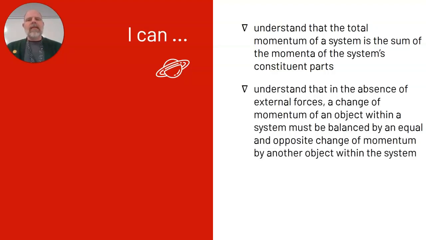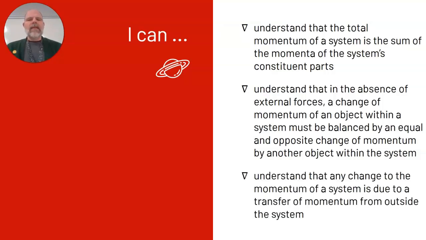I can understand that in the absence of external forces, a change of momentum of an object within a system must be balanced by an equal and opposite change of momentum by another object within the system. So if you have multiple momenta within a system, if you change the momentum of one part, another part within the system has to change in an equal and opposite way.